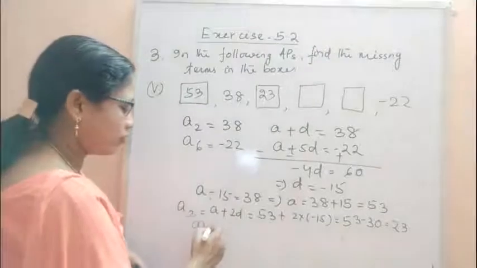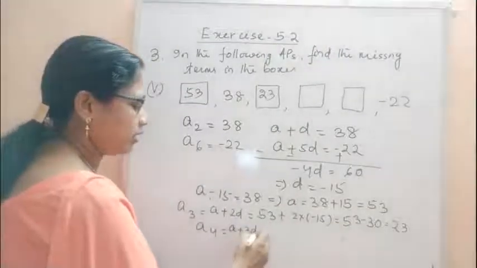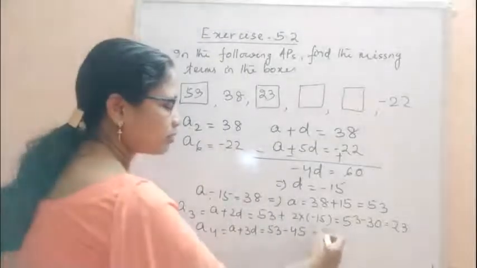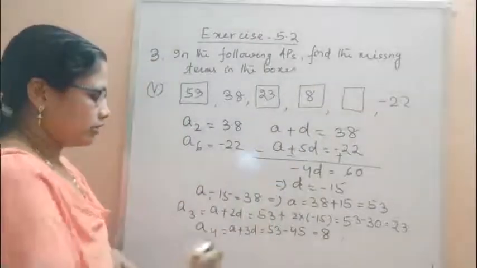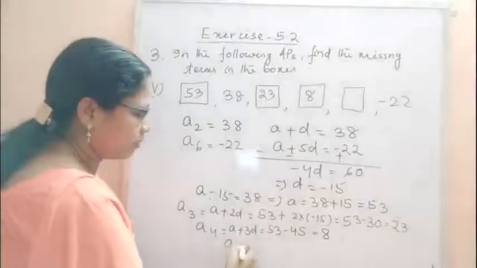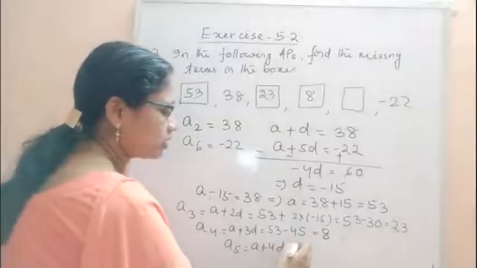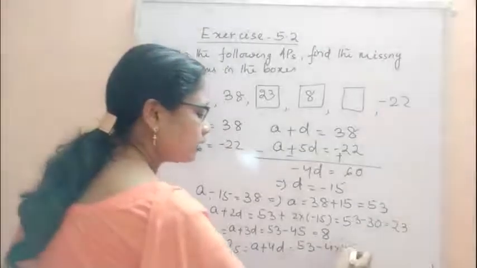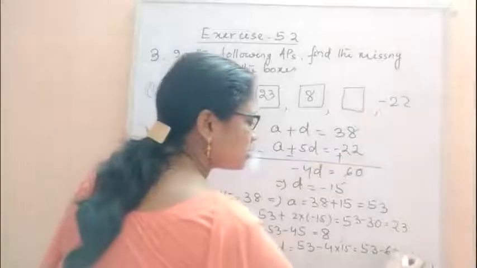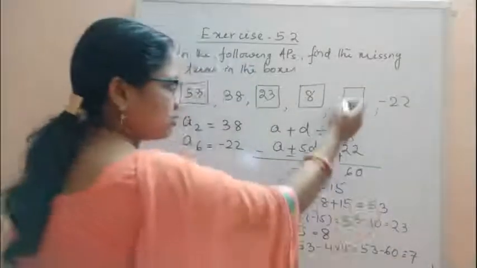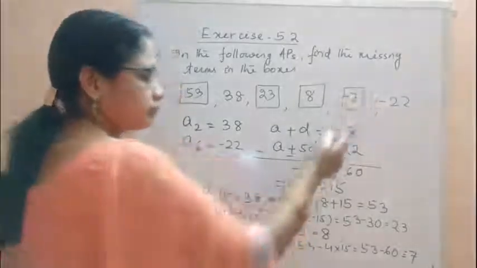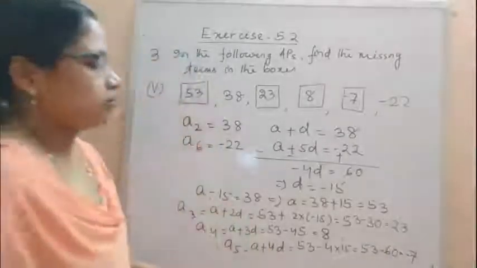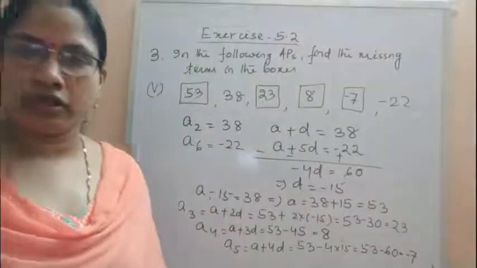Then a4 is equal to a plus 3d, that is 53 minus 45, since 3 into 15 is 45, that is 8. Next term, a5. a5 is equal to a plus 4d, that is 53 minus, 4 into 15, so 53 minus 60, that is minus 7. So this is minus 7. In this way we can find the missing terms.